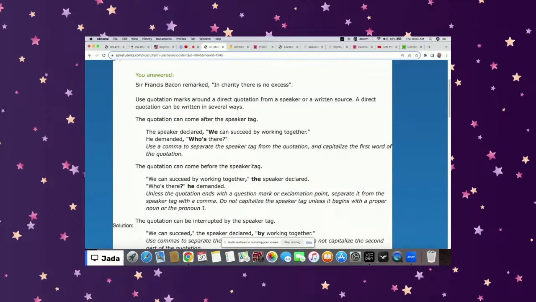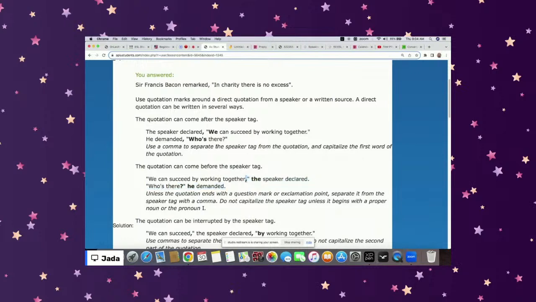So notice that the first thing that you do is put the quotation after the speaker tag, and then the quotation can come before the speaker tag also. So before you have the speaker tag, you can also have the quotation. So it's like, "We can succeed by working together," the speaker declared. So now "We can succeed by working together" comes first. That's the quotation. And then after it you have the speaker tag, which is the speaker declared. "Who is there?" he demanded.